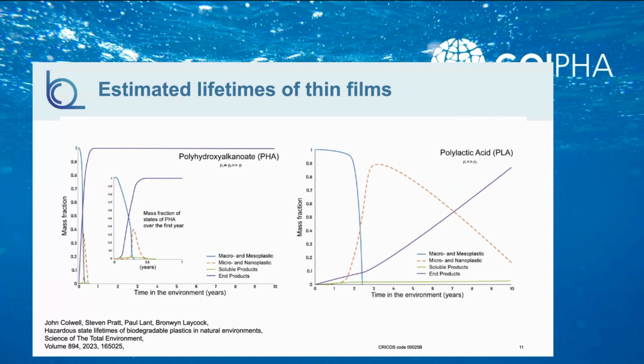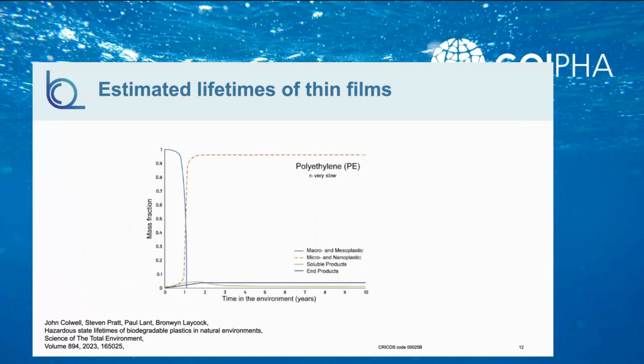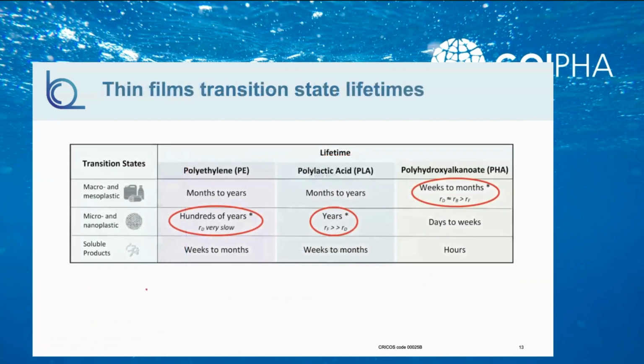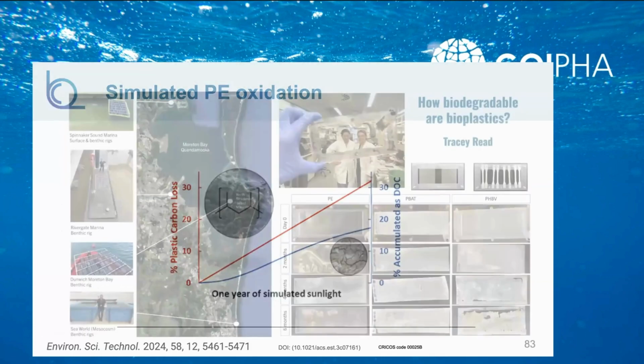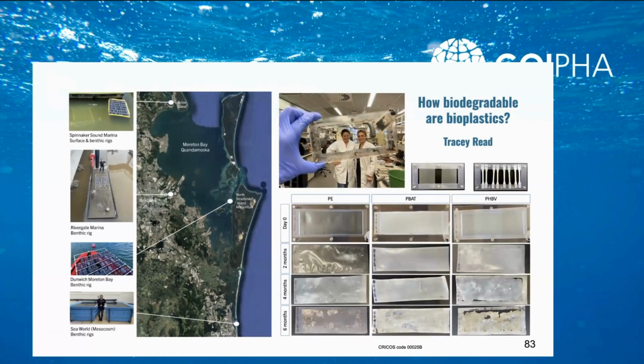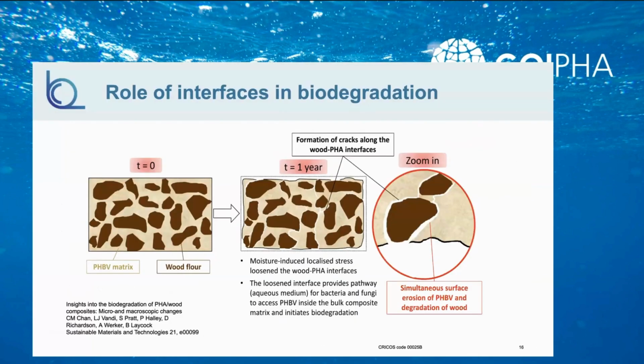Next slide, please. And of course, polyethylene is very, very long lived in the environment. I do have other slides that cover the effect of additives and toxic additives in particular, as well as some of the other considerations. But in the interest of time, I will just skip through to the very last slide, please. So simulated polyethylene oxidation, if you have surface erosion, you can actually have hydrolysis. The effect of interfaces and wood composites, you could have accelerated biodegradation.